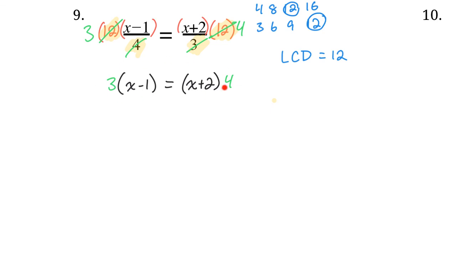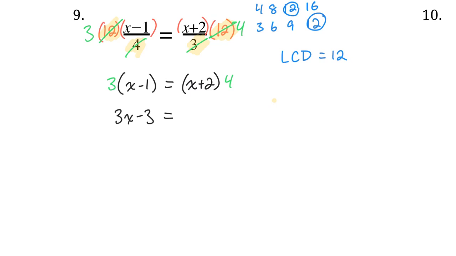And now we're left with this equation, and we have these brackets here. So we need to get rid of the brackets. And to get rid of the brackets, we're just going to distribute. We're going to distribute that 3 into the brackets, so that's going to be 3 times x and 3 times -1. So on the left side, we're left with 3x minus 3.